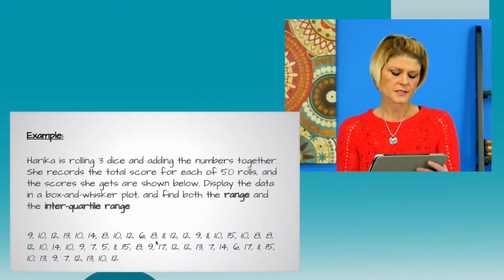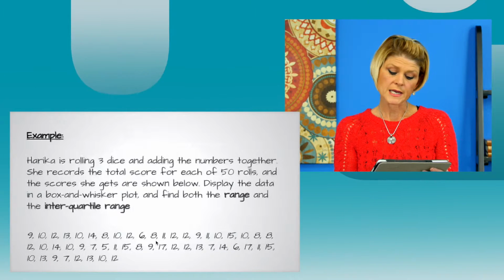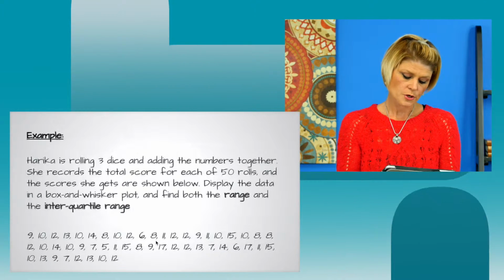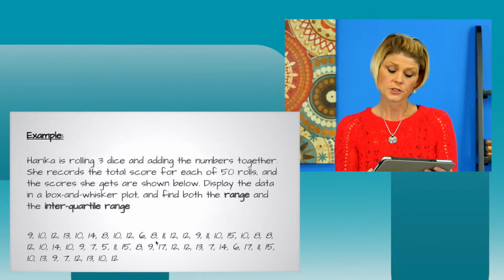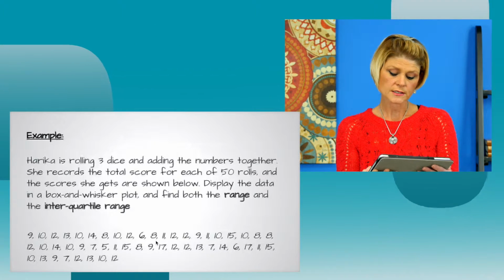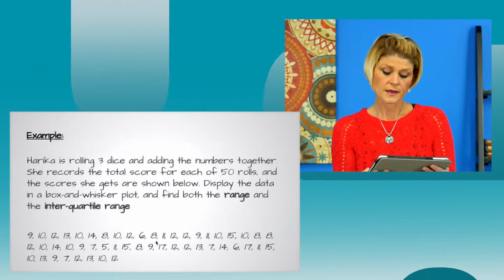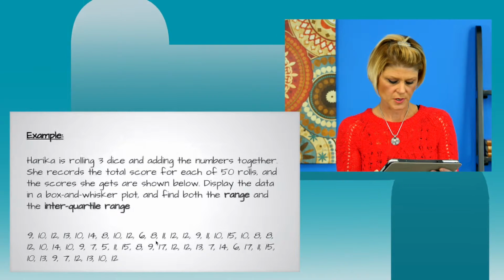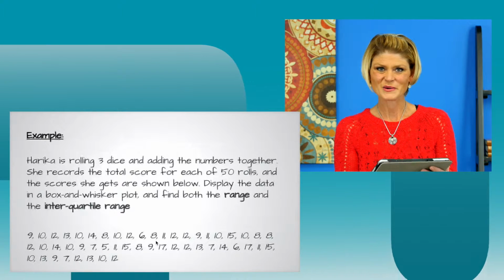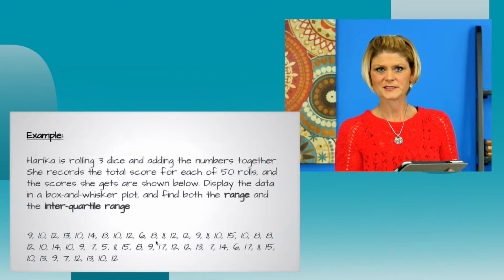All right, let's look at another example. Harika is rolling 3 dice and adding the numbers together. She records the total score for each of 50 rolls, and the scores she gets are shown below. Display the data in a box and whisker plot and find both the range and the interquartile range. I'm not going to read all those numbers to you, don't worry. If you need to, you can pause it and take a look at them.